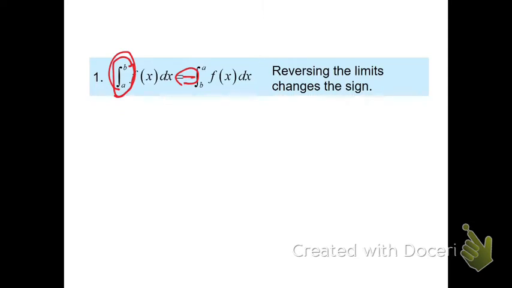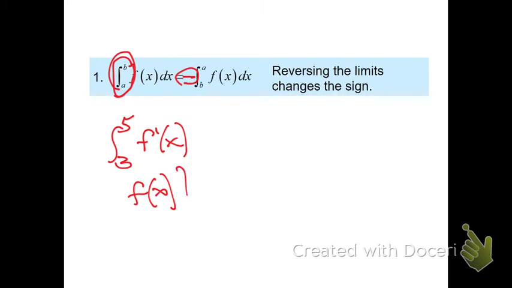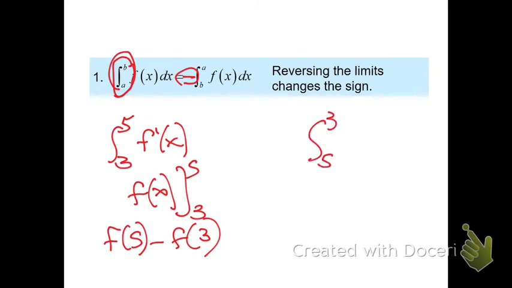Well, if you think about it, if you had 3 to 5 of f prime of x, and you integrate to get f of x, and you plug in the 3 and the 5, you get f of 5 minus f of 3, whatever that is. Well, if you reverse it and you change it to 5 to 3, hopefully you can see that this would then just be in the opposite order. So in order for it to be equivalent, you would have to change the sign.